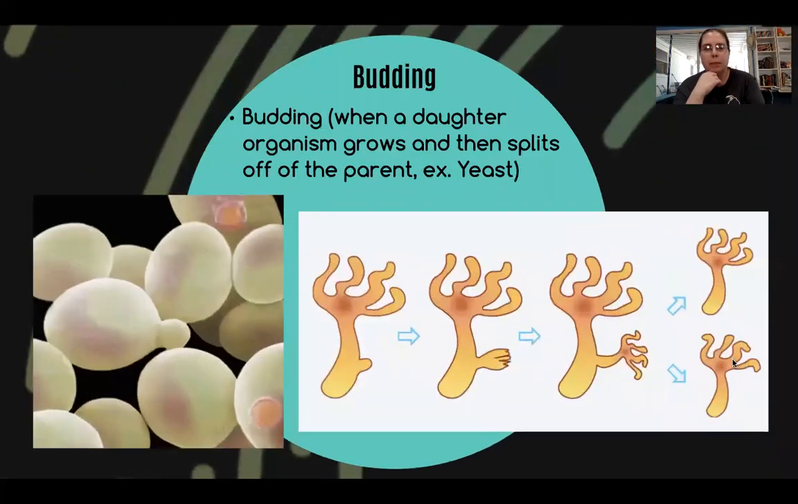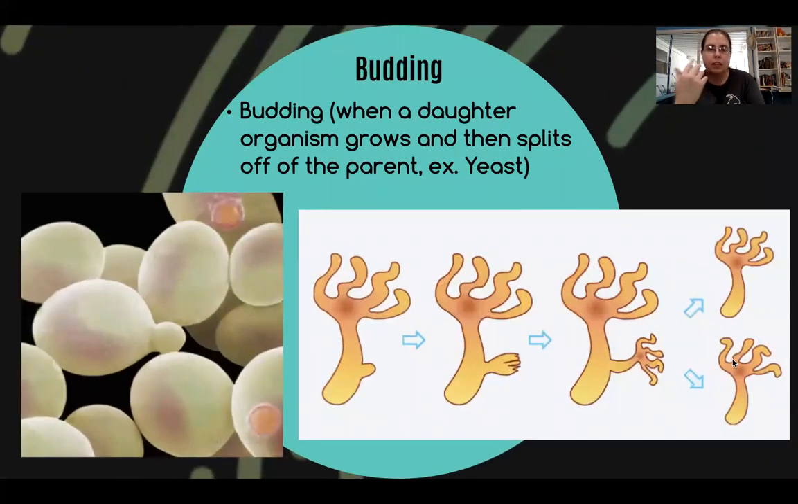The next one is called budding. This is when the daughter cell will actually grow off of the parent. Then once it gets to a certain size, it will break off and become its own organism. We see this with yeast. These are yeast cells. So here we have the yeast, and this little thing right there is a whole other yeast that's growing out of it. So imagine if you had a baby growing out of your shoulder, and then the baby broke off, and it grew up to be identical to you.